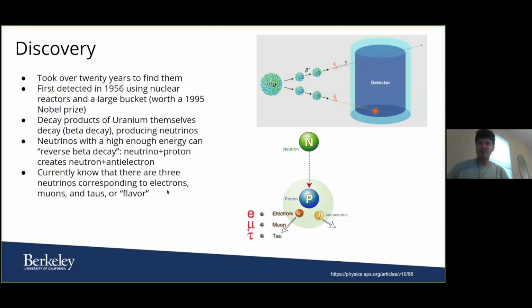Okay, so that's great. We've discovered them. Now we know that there are actually 3 of these guys. They correspond to different flavors. So when a neutron decays, it can go to a proton and an electron. It could also go to a proton and a muon, which is just a heavier version of the electron. Or it could go to a tau, which is just a heavier version of the muon. And so in a similar way that there are 3 different flavors here for the lepton, you can have 3 different flavors for the neutrino. So it can either be electron flavor, muon flavor, or tau flavor.